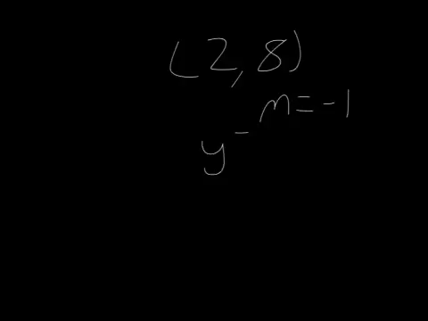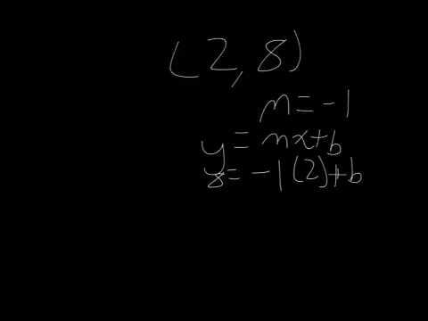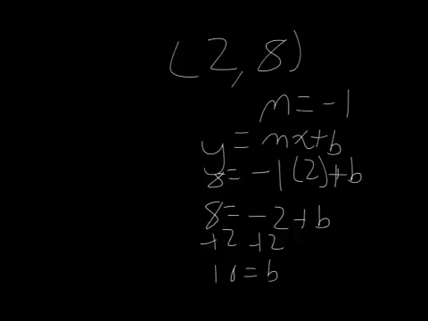I'm going to use the point (2, 8), and I know that my m is negative 1. So I have y equals mx plus b. M is equal to negative 1, my x is 2, and my y is 8. So I have 8 equals negative 1 times 2 plus b. Negative 1 times 2 will be negative 2, so I have 8 equals negative 2 plus b. Add 2, and I get 10 equals b.